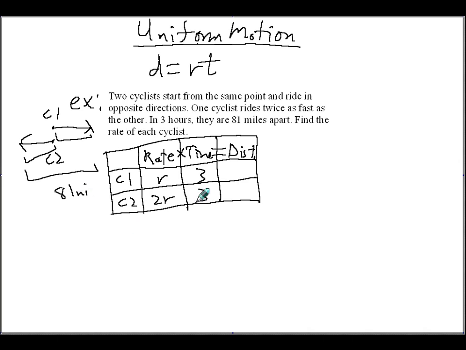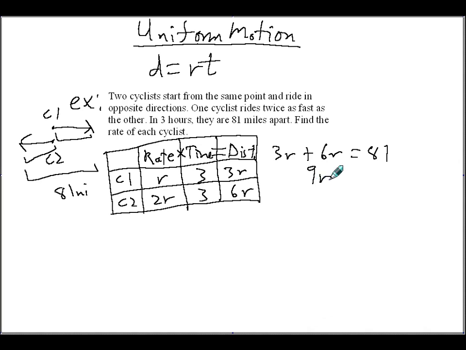All right, so therefore, let's calculate the distance of each cyclist. Right, so for cyclist 1, rate times time is distance, so r times 3 is 3r, 2r times 3 is 6r. So there are their respective distances. But we know that the sum of their distances from this picture will be equal to what? 81 miles. So it'll be 3r plus 6r, that sum of their 2 distances will be equal to 81.